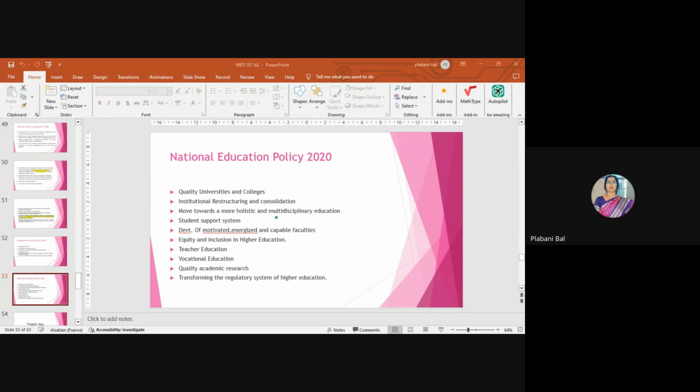Other provisions are also in the constitution which empower the center to establish such professional bodies.